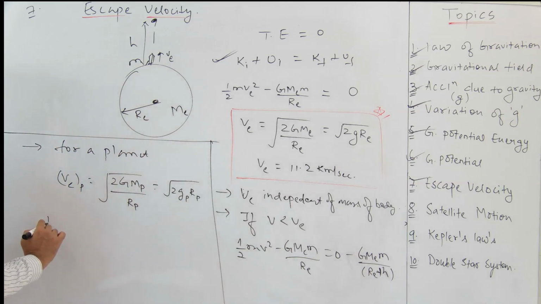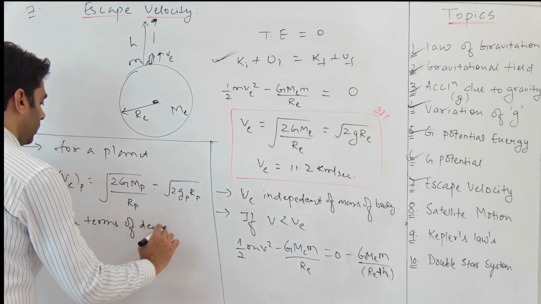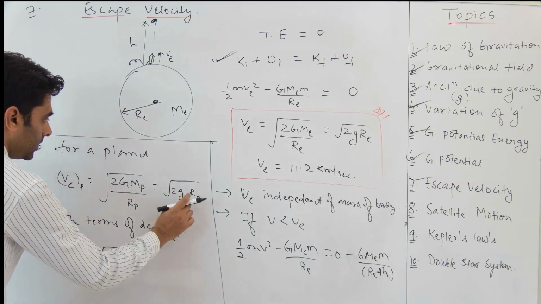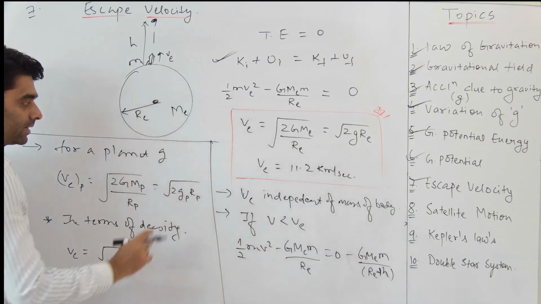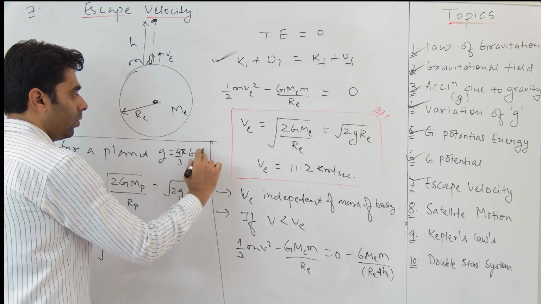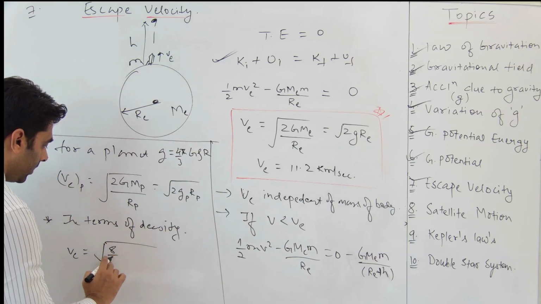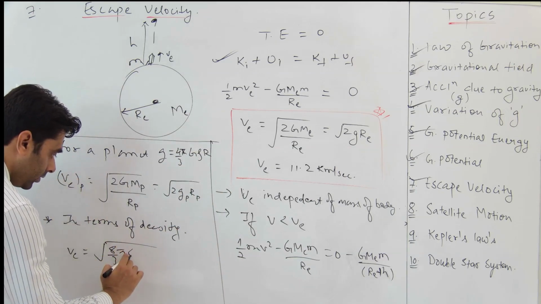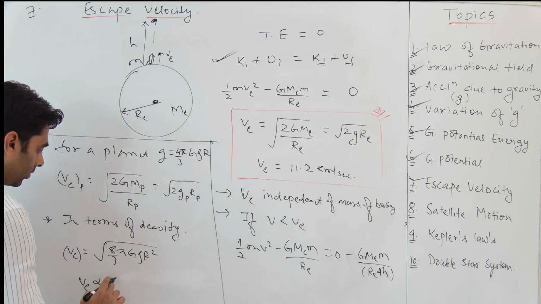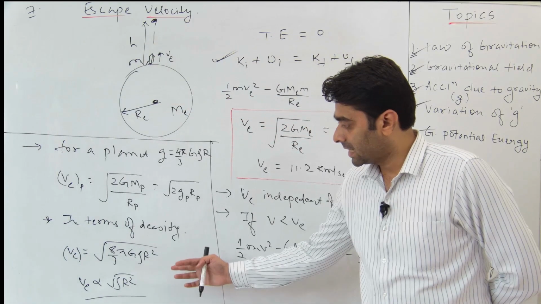In terms of density, what do I mean by this? In terms of density, escape velocity is given as root over 2gR. We know earlier in the lecture we discussed that this g in terms of density is 4 by 3 pi capital G rho R, right? If you substitute over here, it will come out to be root over 8 by 3 pi G rho R square. That means your escape velocity in terms of density is proportional to root over rho R square. This is our escape velocity in terms of density.